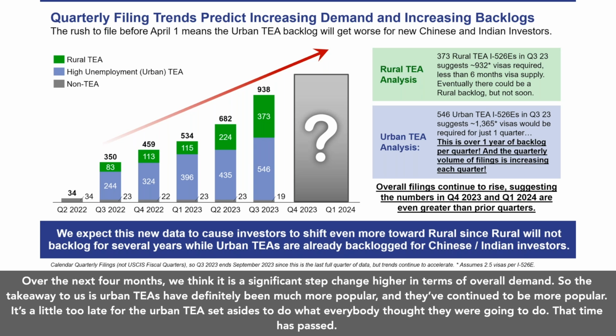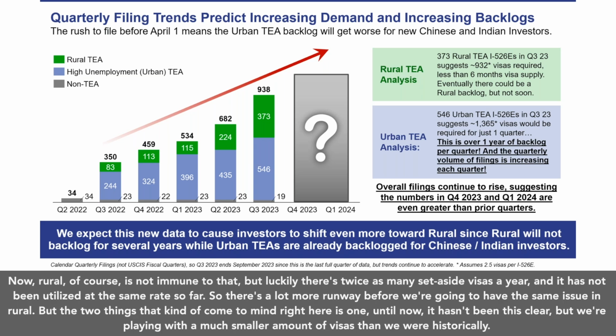So the takeaway to us is urban TEAs have definitely been much more popular, and they've continued to be more popular. It's a little too late for the urban TEA set-asides to do what everybody thought they were going to do. That time has passed. Now, rural, of course, is not immune to that, but luckily there's twice as many set-aside visas a year, and it has not been utilized at the same rate so far. So there's a lot more runway before we're going to have the same issue in rural.